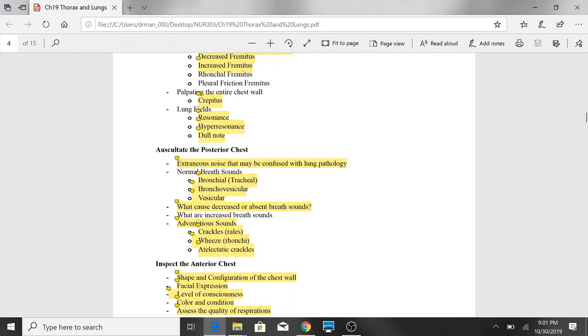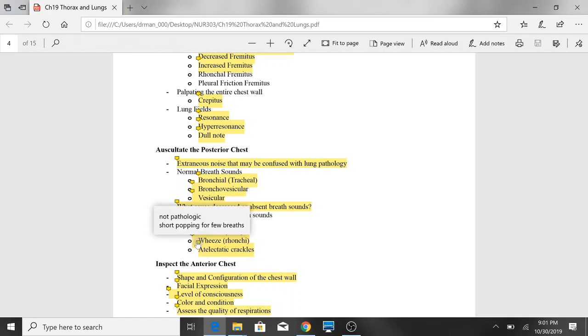Let's talk about what causes decreased or absent breath sounds: bronchial tree obstruction and emphysema. And then we've got adventitious sounds, which are abnormal sounds heard in the lungs. You've got crackles or rales. Crackles are discontinuous popping sounds heard over respiration. And a wheeze is a continuous sound over expiration. You've got atelectatic crackles.